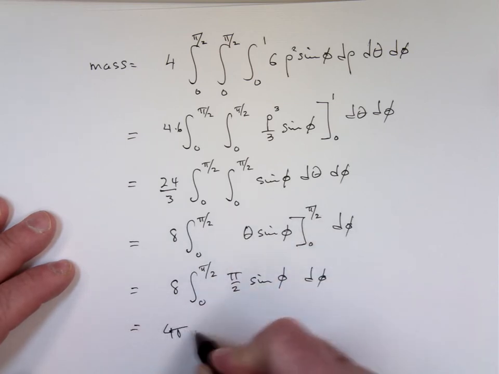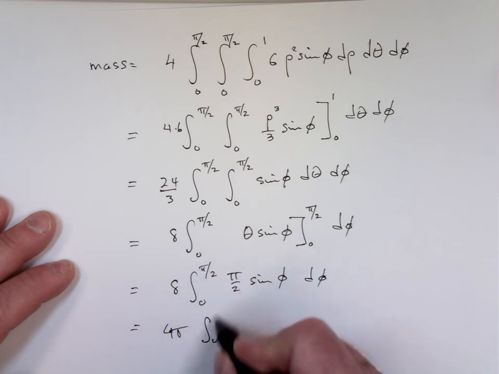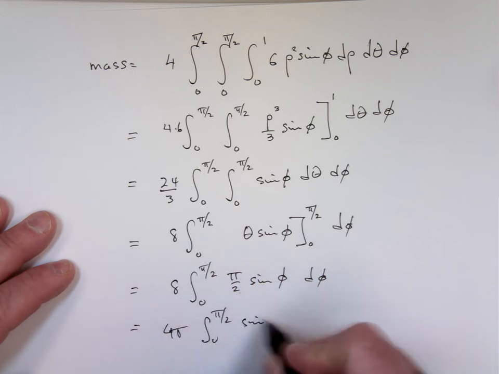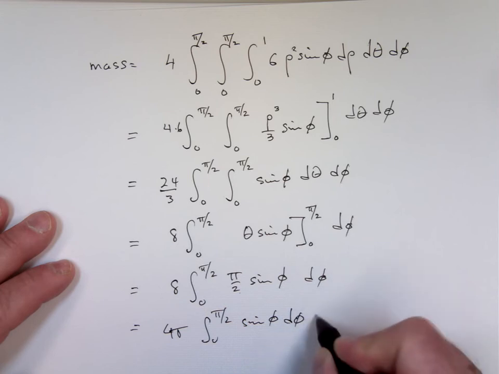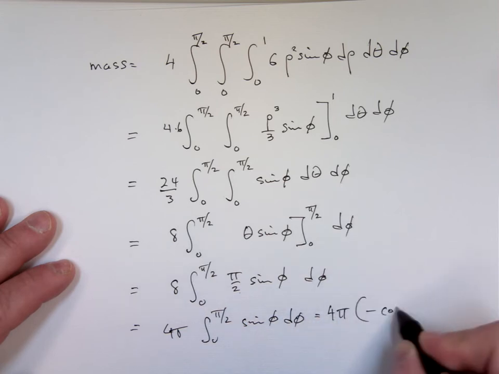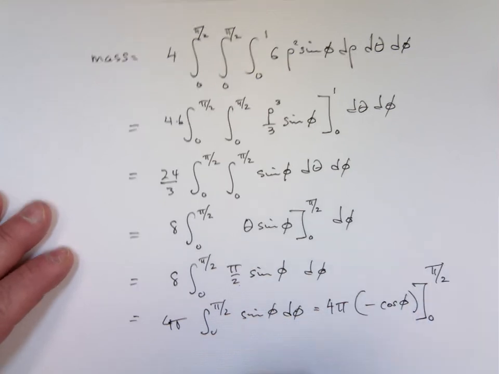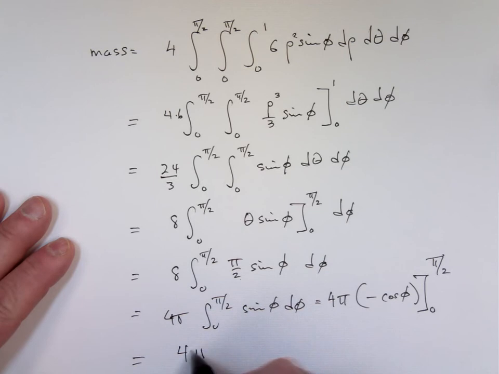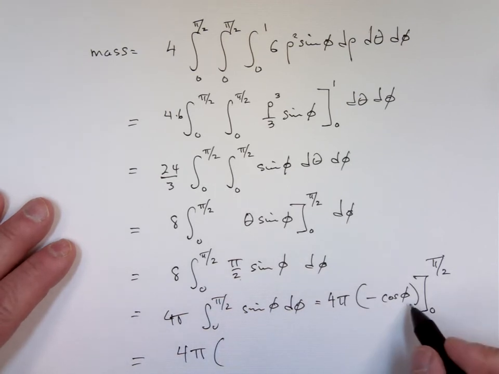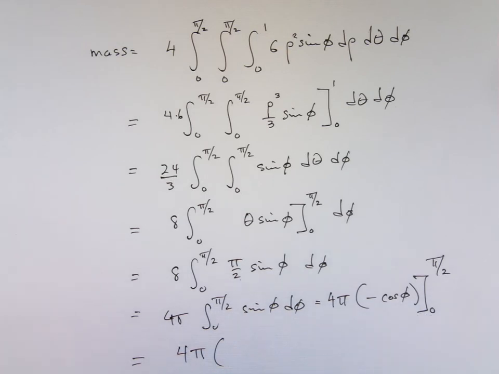Bring this out front. 4 pi, 0 to pi over 2, sine phi d phi. The integral of sine is negative cosine, from 0 to pi over 2. That's equal to 4 pi. Substitute in pi over 2. Cosine pi over 2 is 0. And then minus is plus cosine of 0, which is 1. And you get.